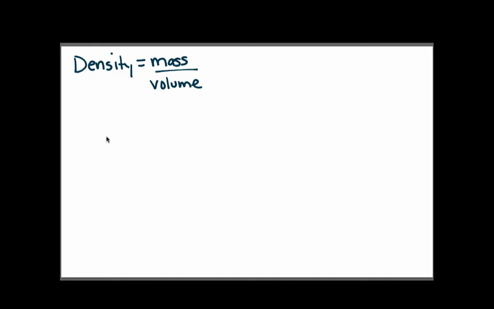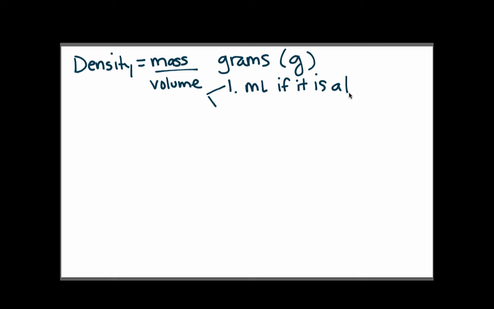So the definition of density is that it equals mass divided by volume. Mass is measured in grams, which we abbreviate with a G. And volume can be measured one of two ways. First of all, in milliliters if the object is a liquid. The second way we can measure volume is centimeters cubed if the object is a solid.